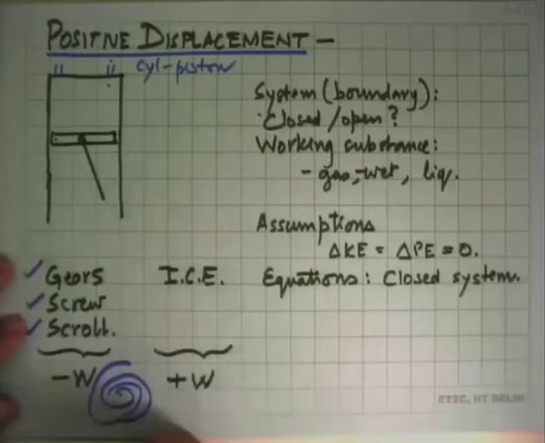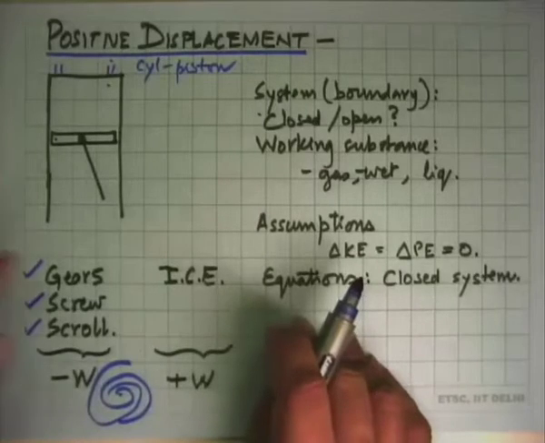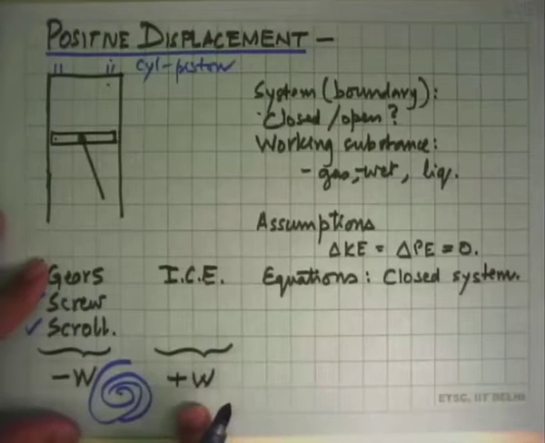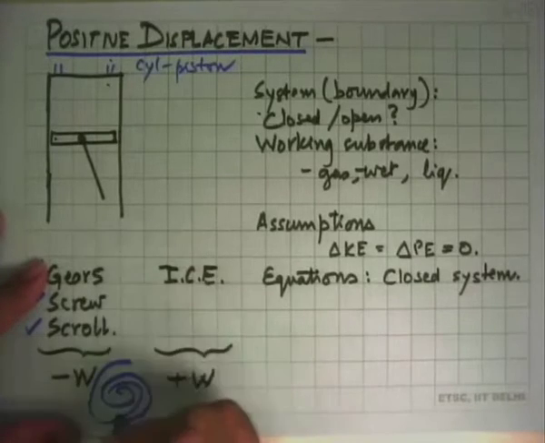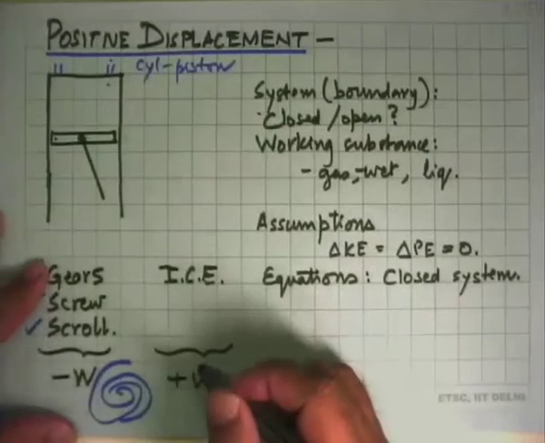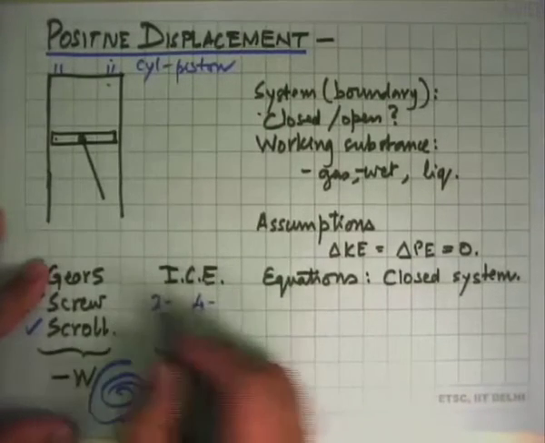So these are devices in which there is a negative work, that means they are work consuming devices. The other big example of positive work output is the internal combustion engine, in which the same thing happens, but there is a net work output. There could be 2 strokes or 4 strokes, that doesn't matter.